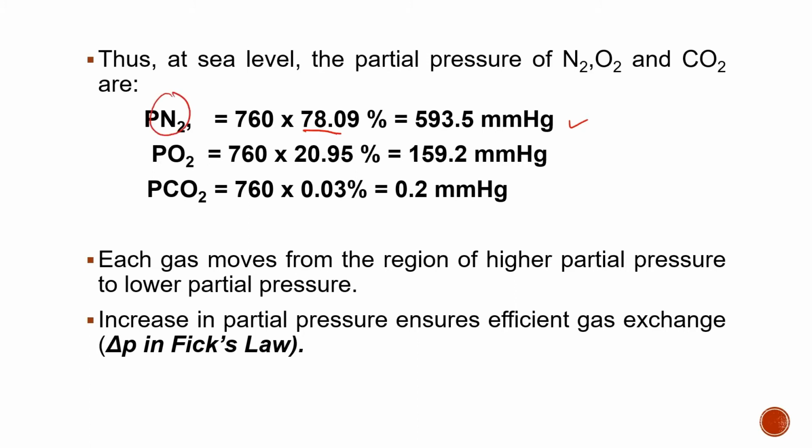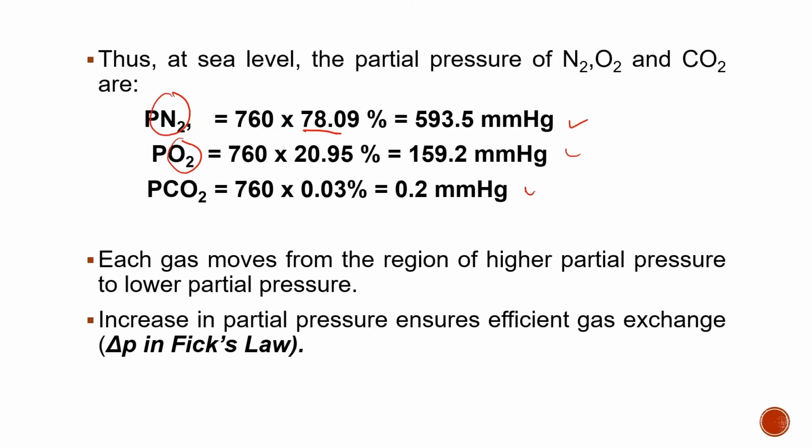And then we can calculate for oxygen, which will give about 159.2 millimeter mercury. And then for carbon dioxide, which is about 0.2 millimeter mercury. So these are the partial pressures at sea level for individual gases.